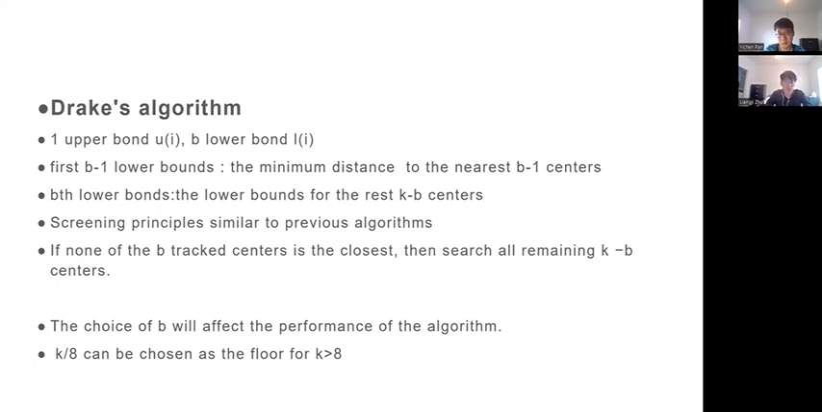The final one is the Drake algorithm. It maintains one upper bound and b lower bounds. The screening principles are similar to the previous algorithms. The choice of b will affect the performance. Experimentally, Drake proposed that k divided by 8 is a good value of b when k is larger than 8. Above are some of the optimization algorithms. That's all.